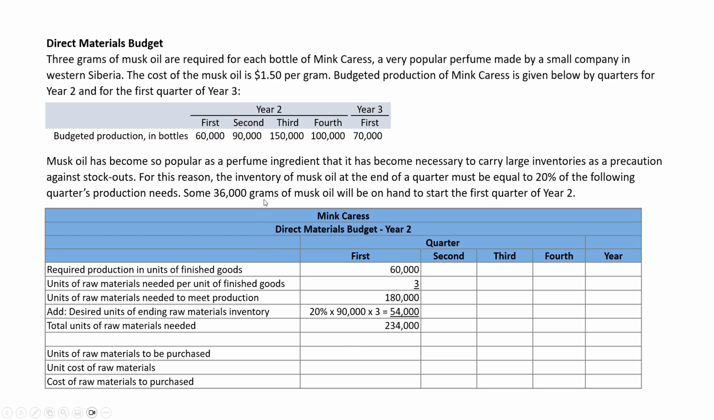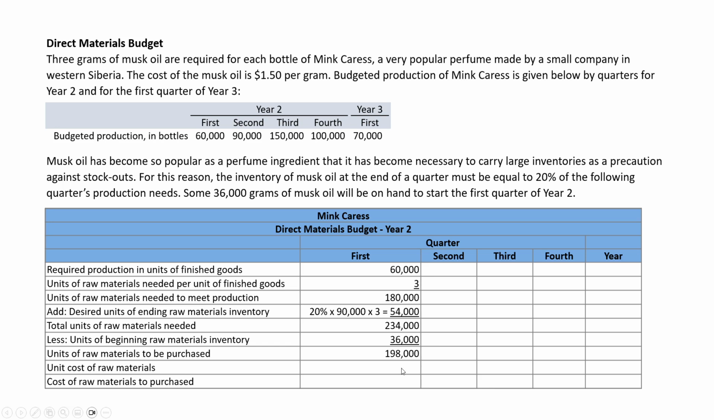Yes, they do tell us that 36,000 grams of musk oil, assume that's going to be on hand to start us out with the first quarter. So if we have 36,000 grams on hand, subtract that from the 234,000 grams that we need, and that tells us we only need to buy 198,000 grams. Having 36,000 on hand, that will satisfy both our 180,000 that we need for production and our 54,000 on hand for ending inventory. So again, need to buy 198,000.